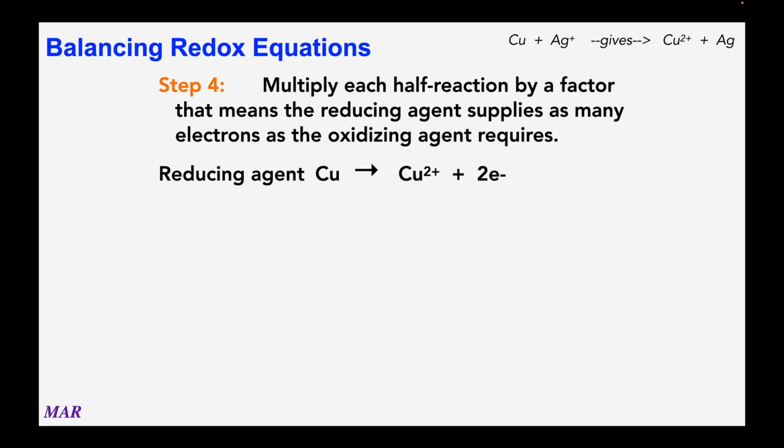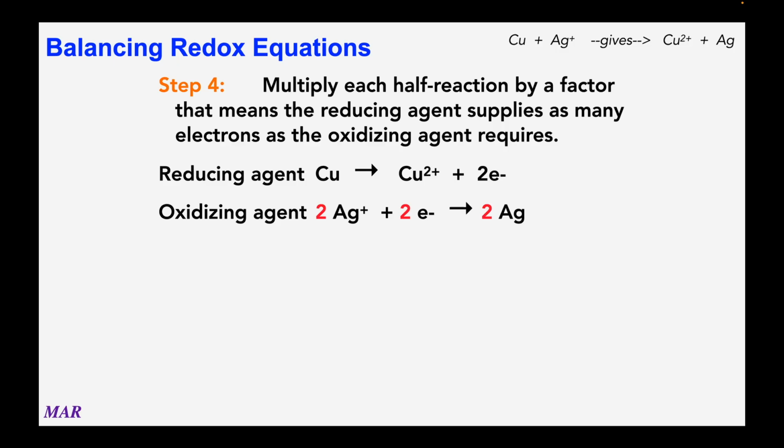So the copper going to copper 2+ and 2 electrons is fine, but if you remember, the silver plus only gained 1 electron to become silver. So if we combine those as is, the electrons wouldn't cancel. So let's multiply the other reaction by 2. That means 2 silver plus reacts with 2 electrons to make 2 silver metals.